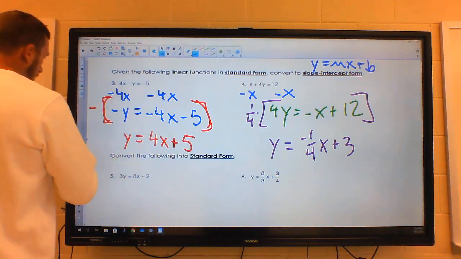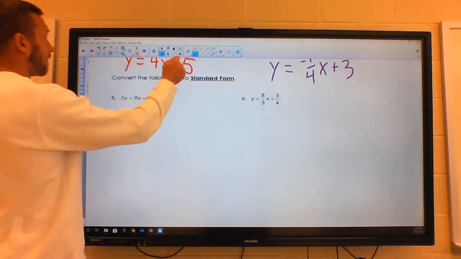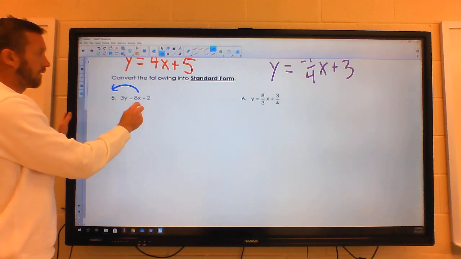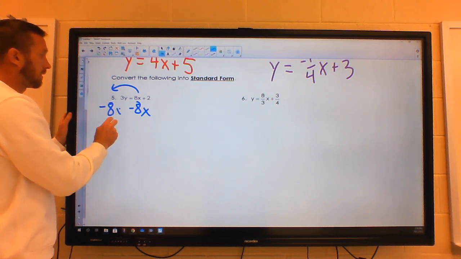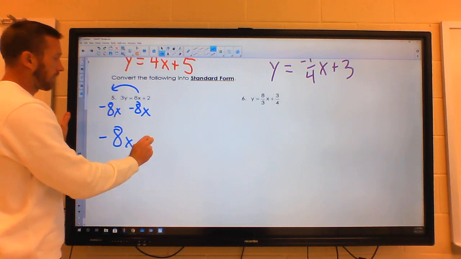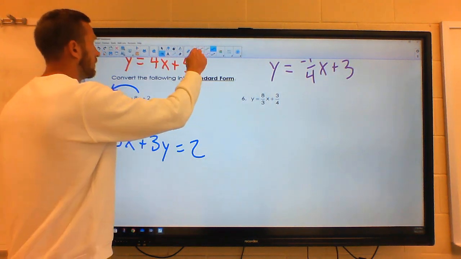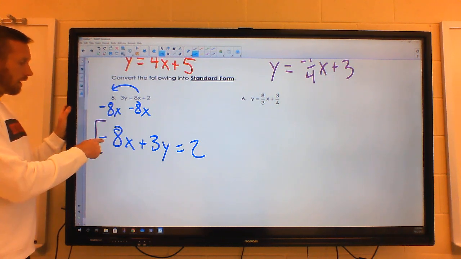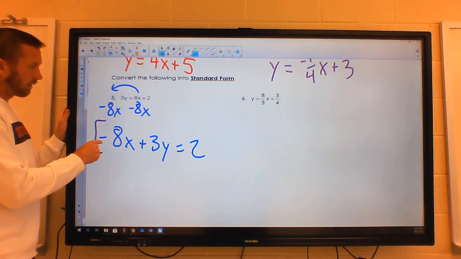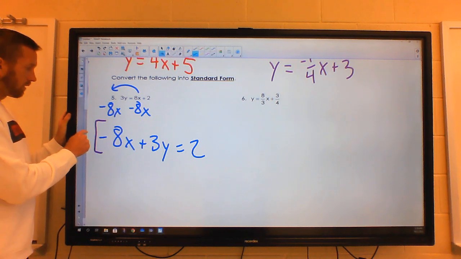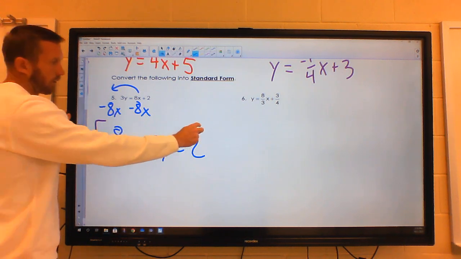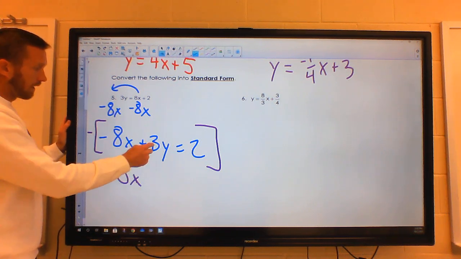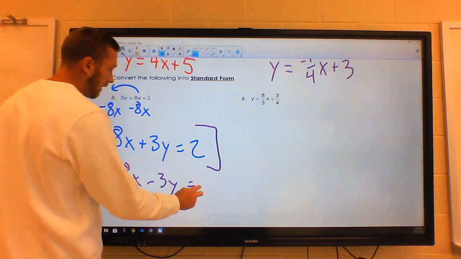All right. Question 5, convert it into standard form. So now we want to move x over. So I do that through subtraction. Okay, so we've got negative 8x plus 3y equals 2. We don't like having a negative value for our coefficient for the x term. So we're going to negate every term across this equation. So we've got 8x minus 3y equals negative 2.